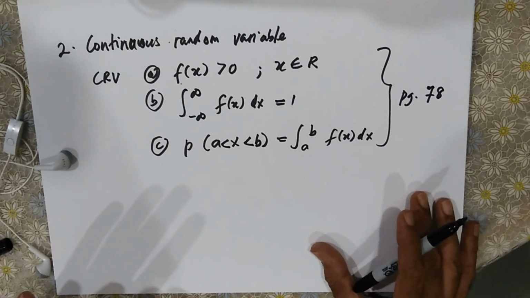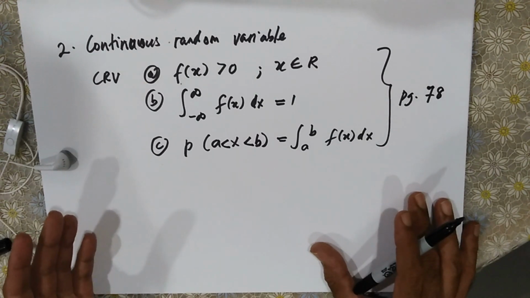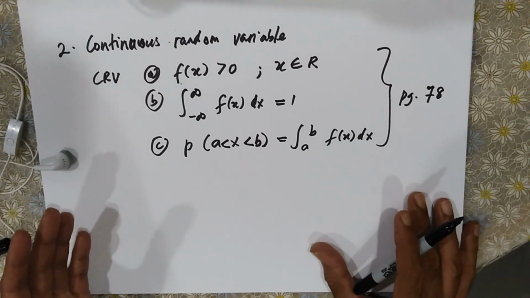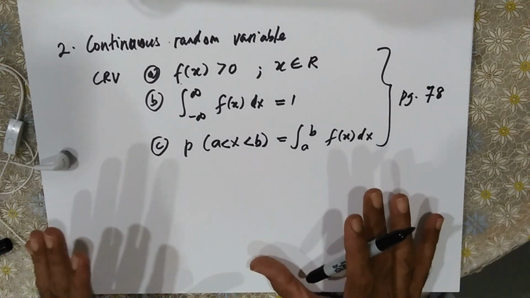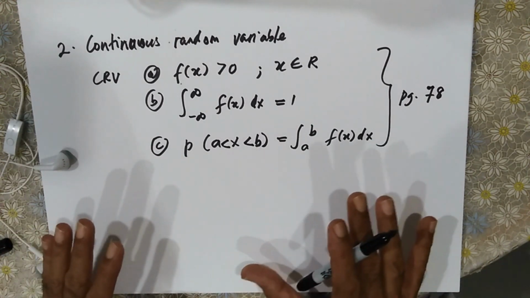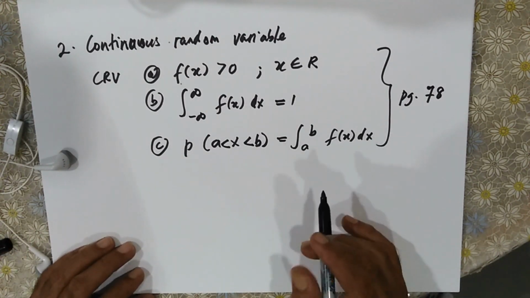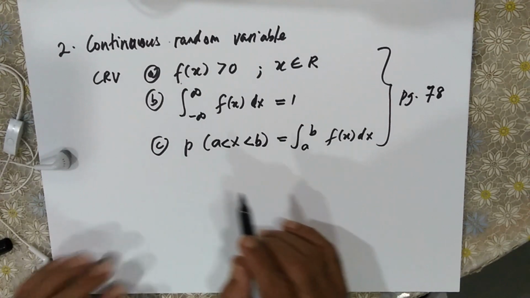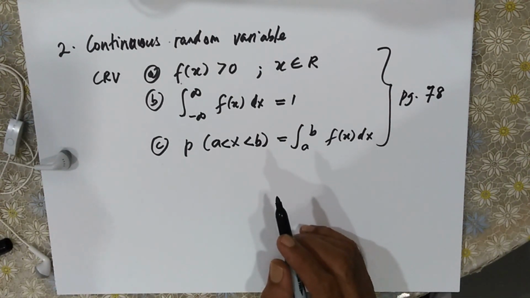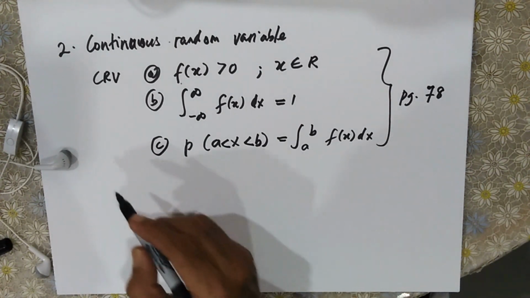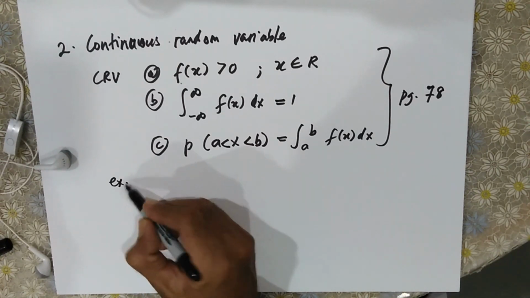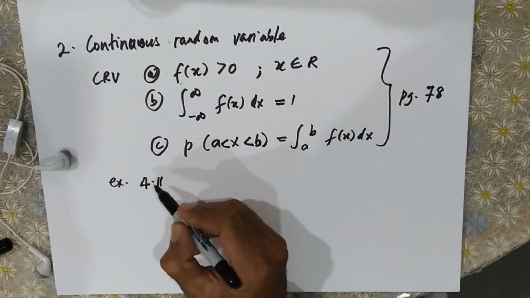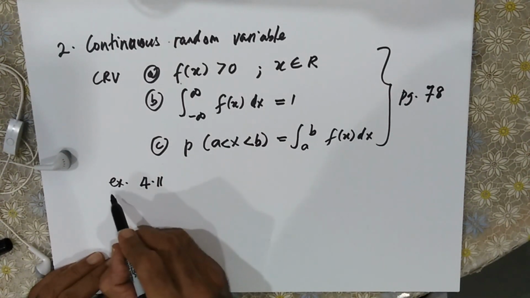Now, the discrete variable we have learned already, and even the continuous variable we have learned. Then I will just give you some revision on the continuous variable. This is still on chapter 4. Okay? Now we take one example, example 4.11, in the same book.